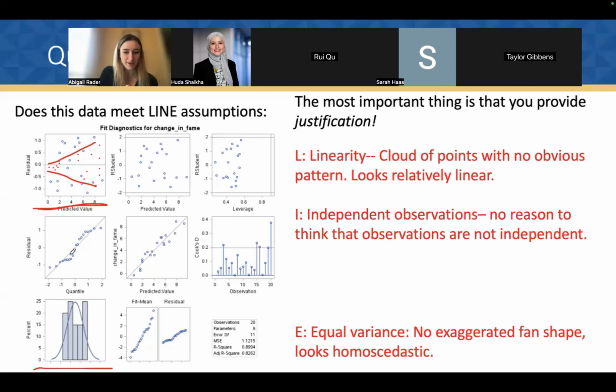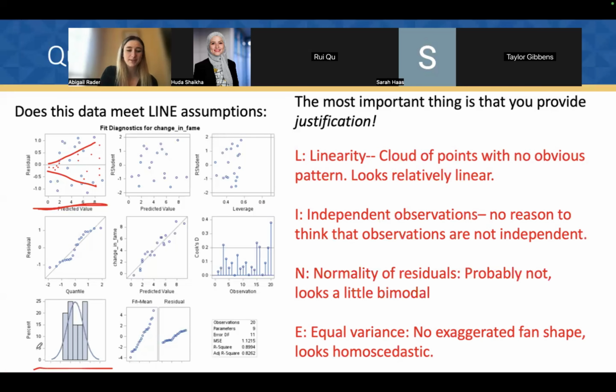Independence is the same for almost everything. There's no reason to think that the number of movies would be non-independent between different observations. In this case, again, you could say that this might not be met. You could say it's reasonable to think that maybe some of the movies people are in are the same, and then they might be correlated observations. That's totally fine. I just want to see a good justification.